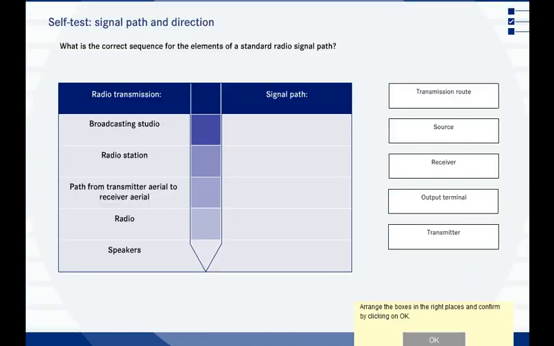Here you can see the signal path of a radio broadcast. Put the elements in the right order along the signal path and confirm with OK.